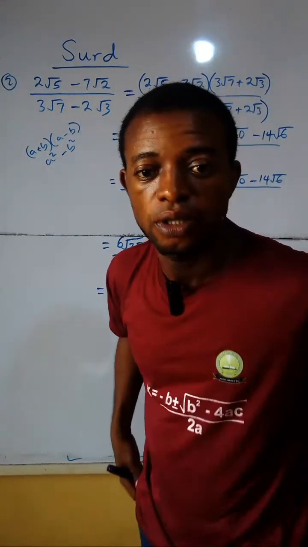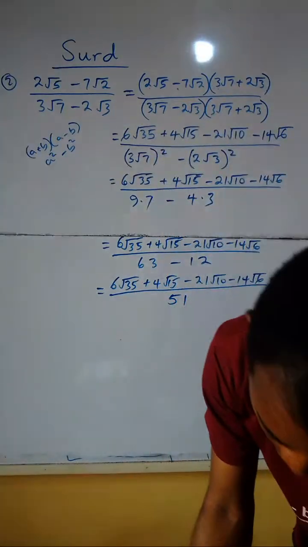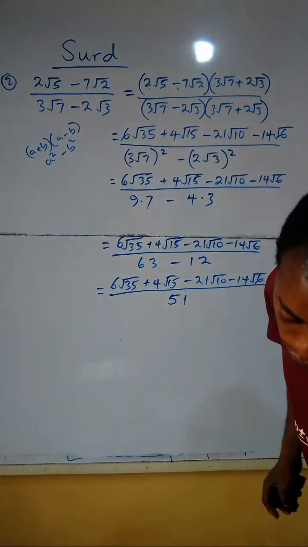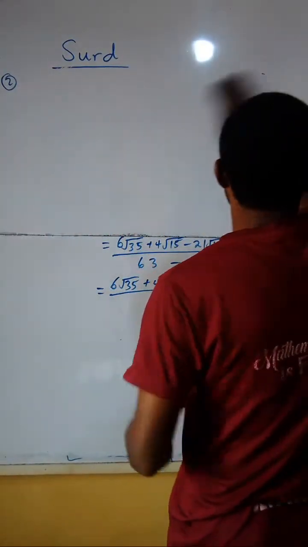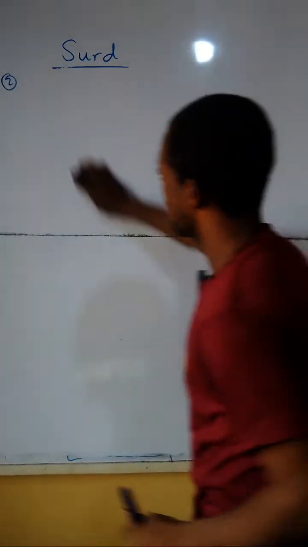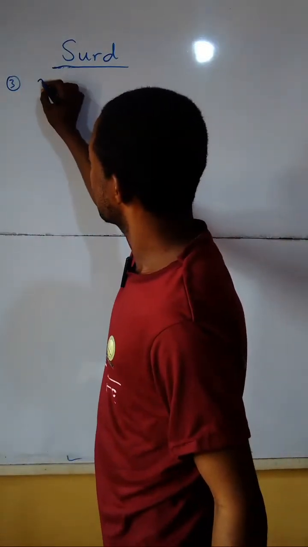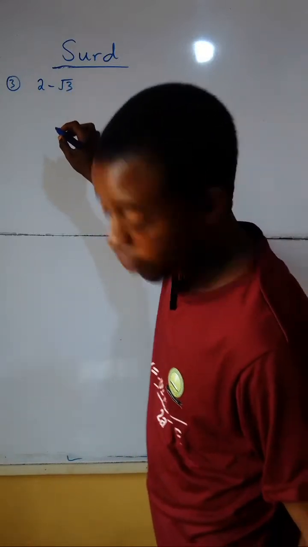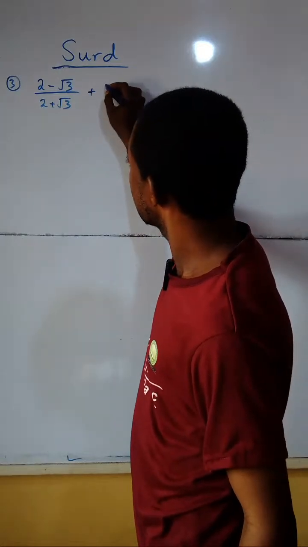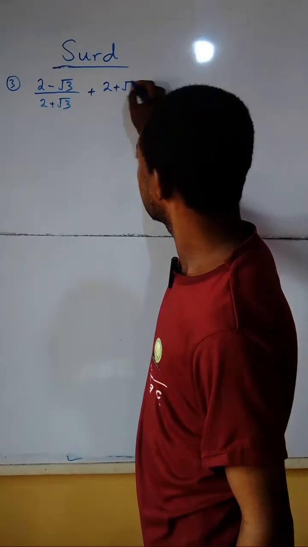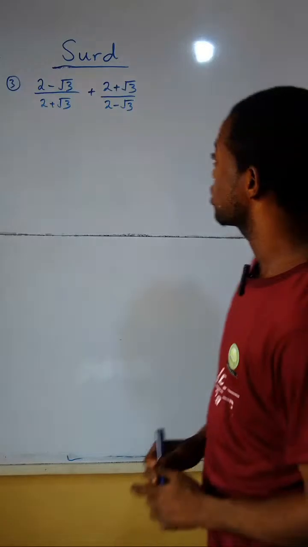Now, let's look at another one. Let's solve another question from here, number 3. So, the next one here, we have 2 minus root 3, then divided by 2 plus root 3, then plus 2 plus root 3, then divided by 2 minus root 3. Now, let's solve this from here.